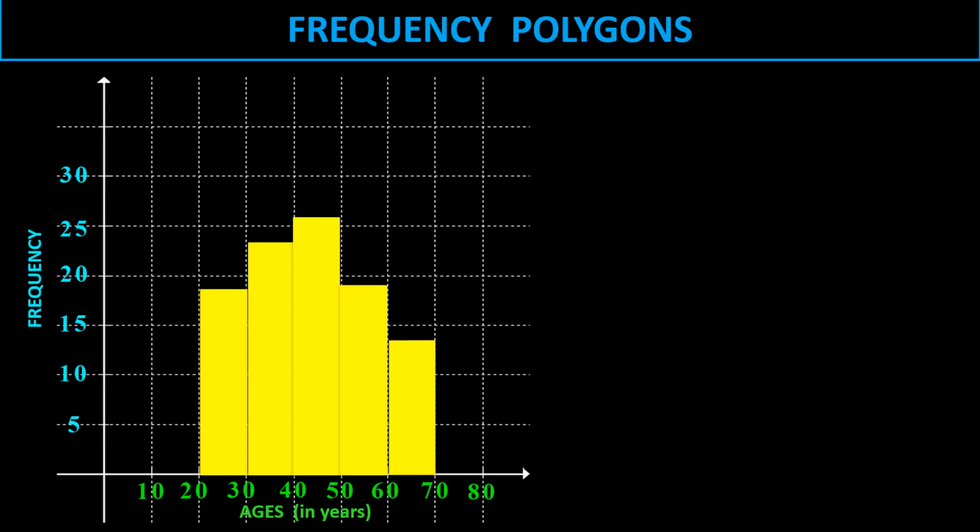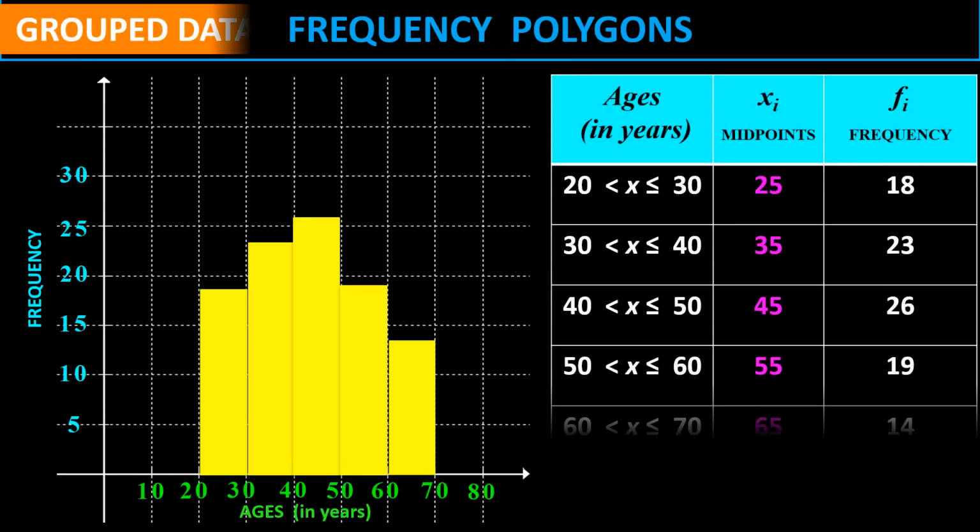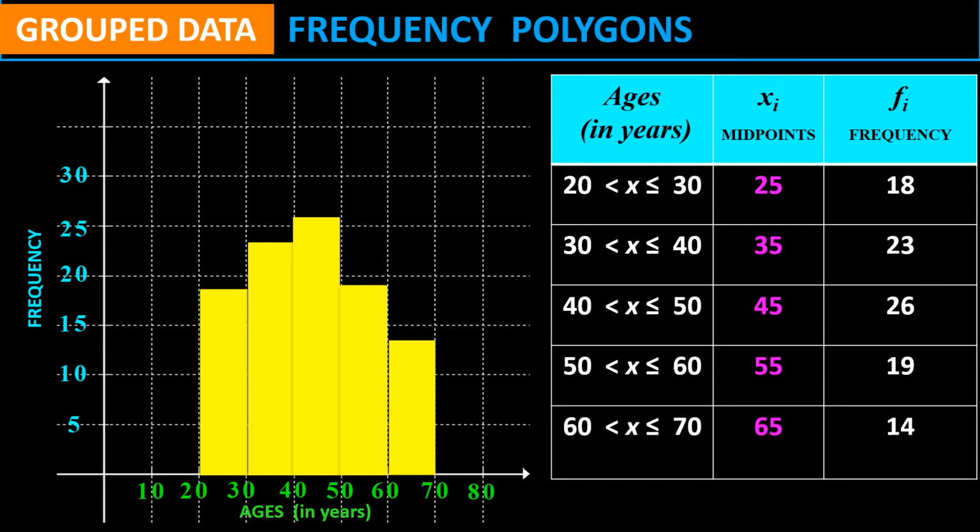What I'm going to do here is take the histogram that we plotted previously, because we'd like to show you how the histogram and the frequency polygon are related to each other. That is our group data. Now for the frequency polygon, as we said, we need the midpoints. So we plot the midpoint 25 with 18. As you can see, there's the 25 and it goes with 18. The same there, 35 goes with 23. Then the next one is 45 with 26, the next one is 55 with 19, and the last one there would be 65 with 14.